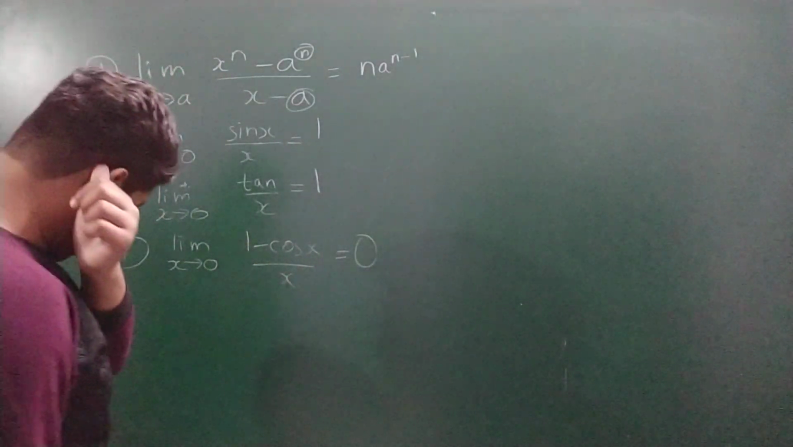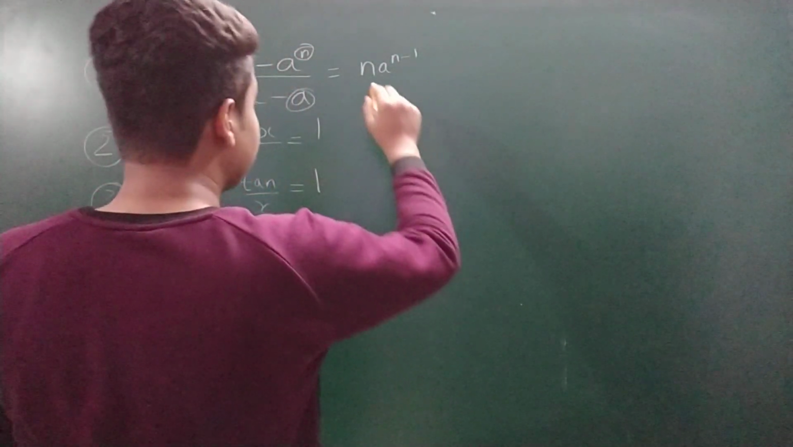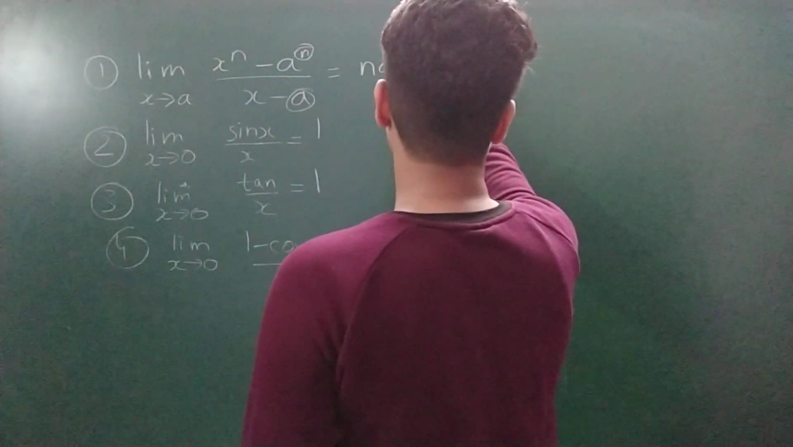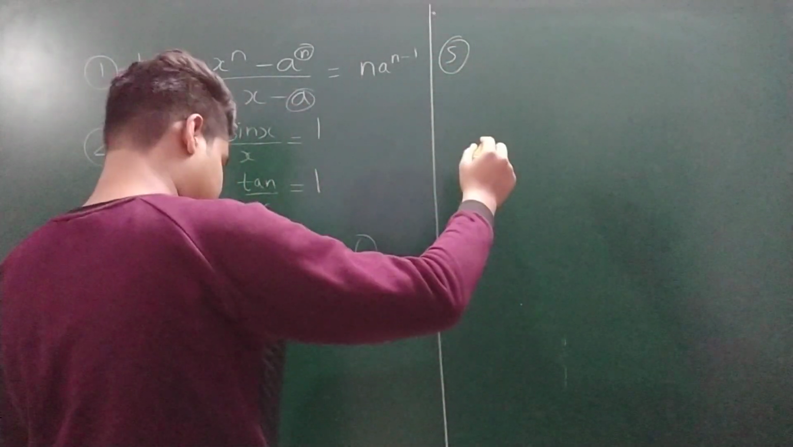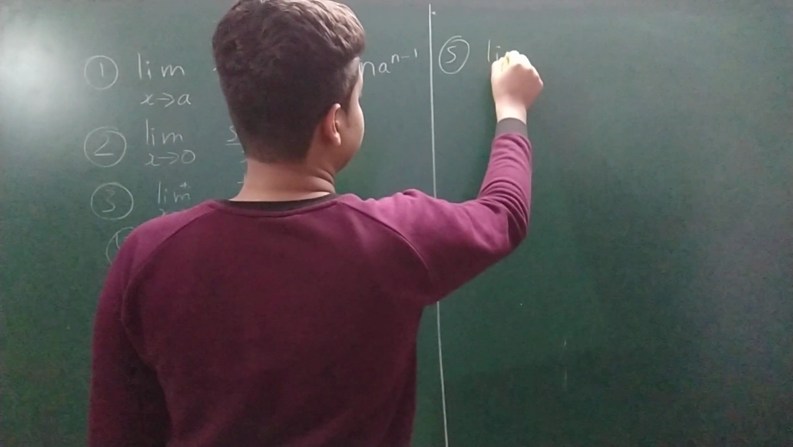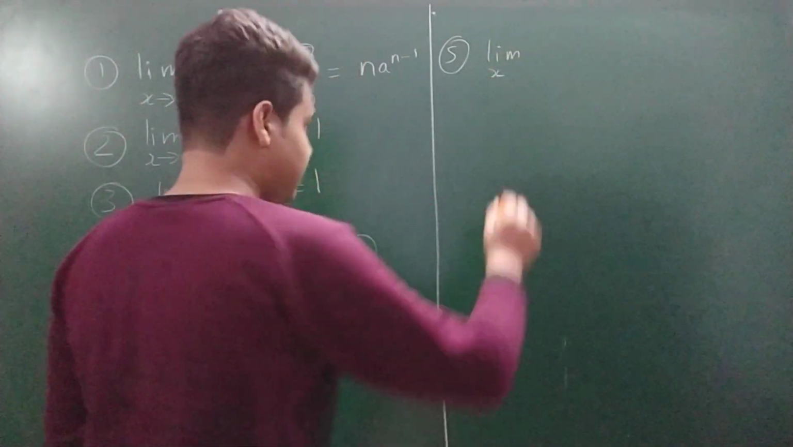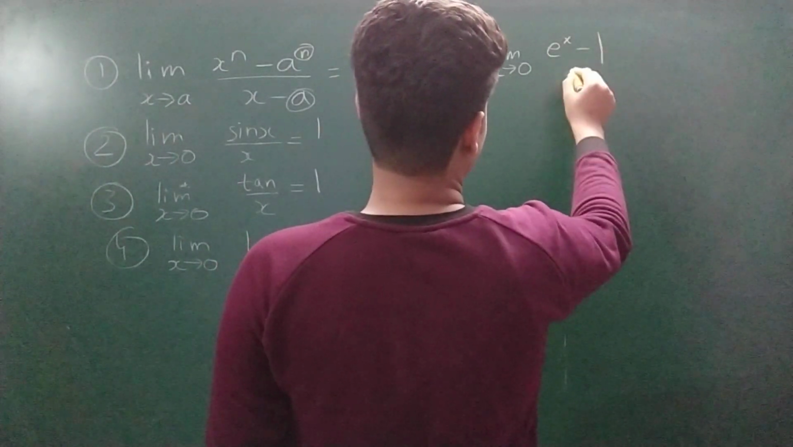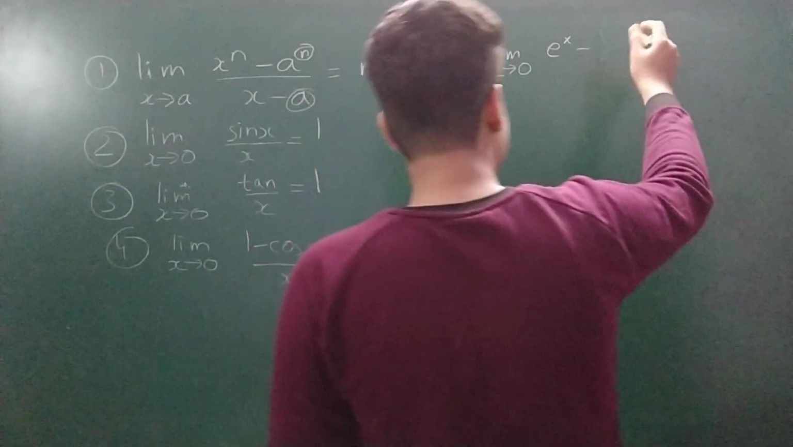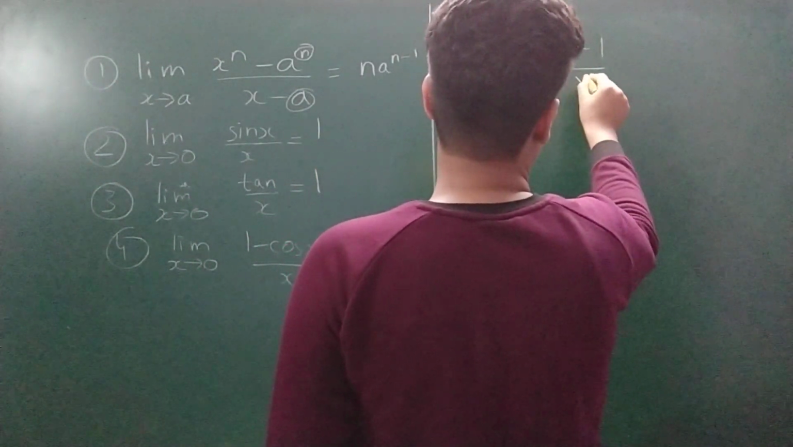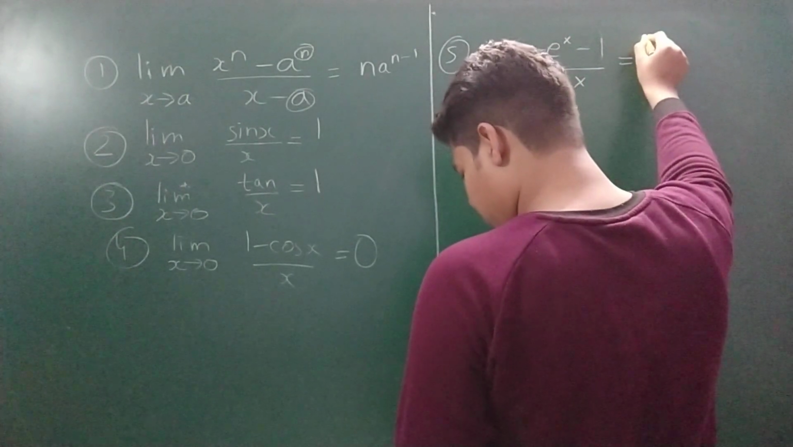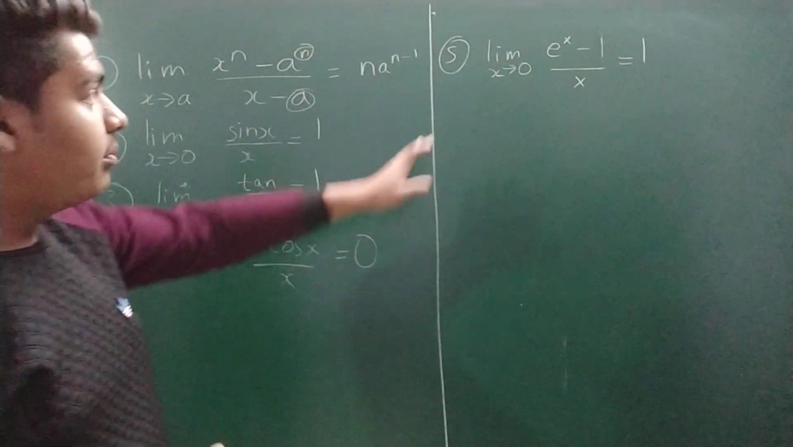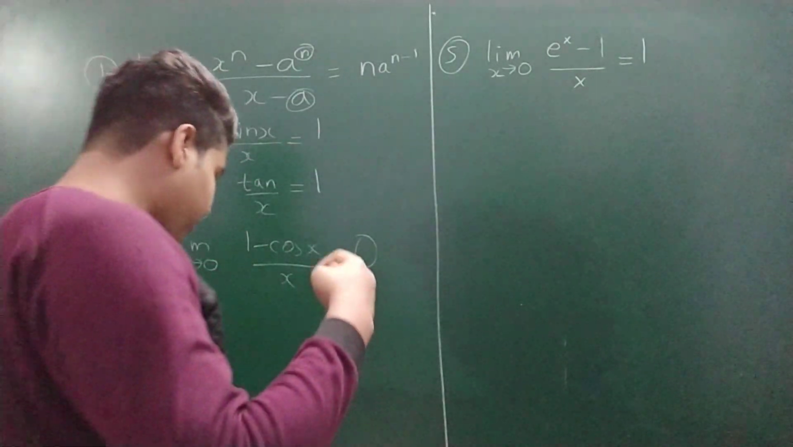Then comes the fifth formula, that is limit x tends to 0 of (e to the power x minus 1) upon x, which equals 1. Now here we are going to discuss some limits for log. After this formula, I will be giving some formulas based on log.